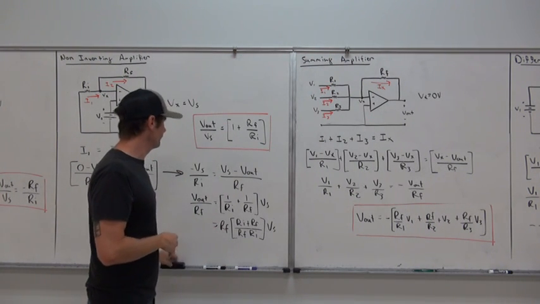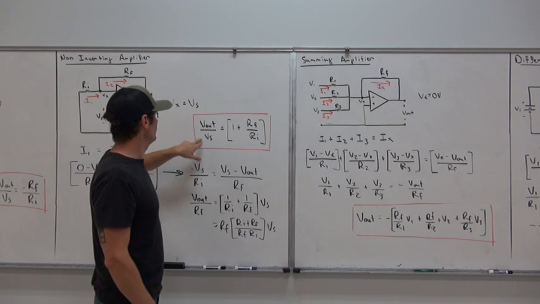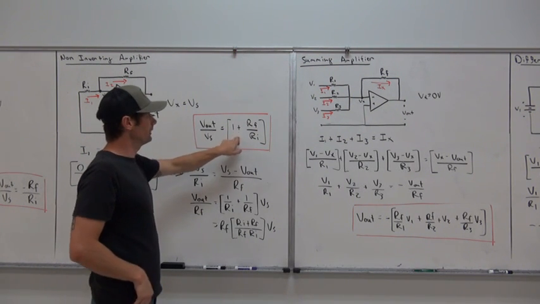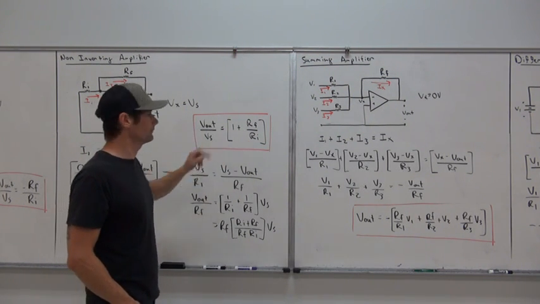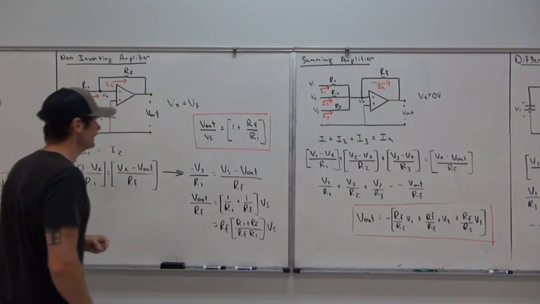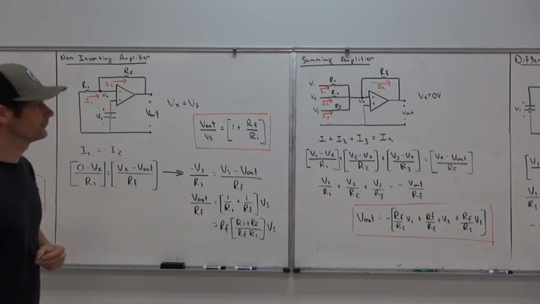So in that case, we would say that Vout is just equal to 1 plus Rf over Ri times Vs, if we want to know just that output voltage itself. All right.